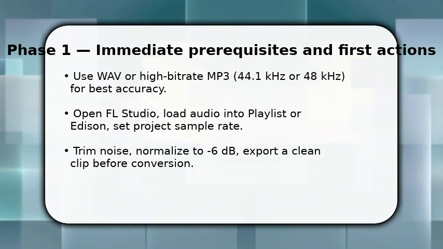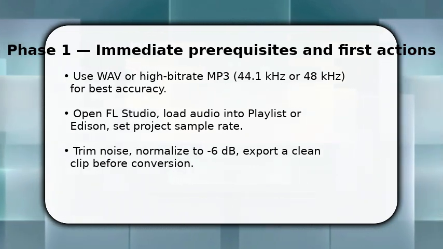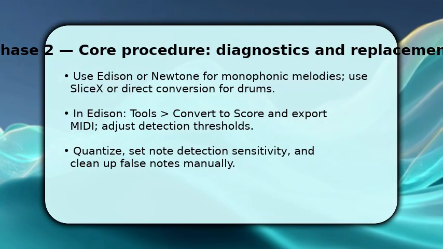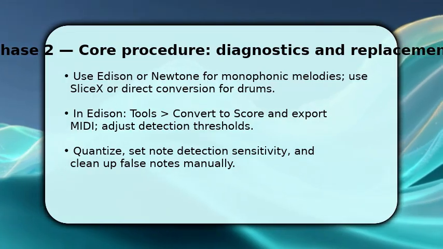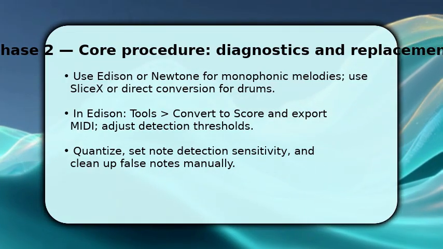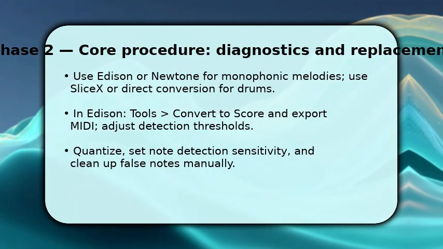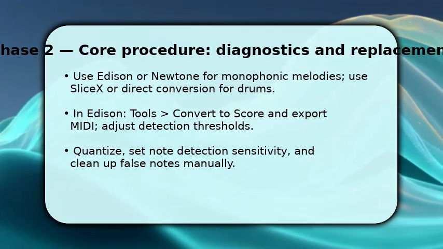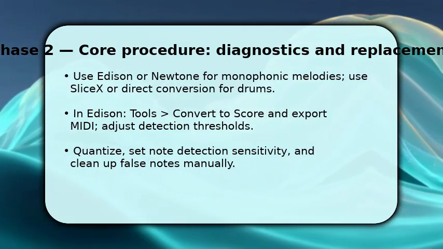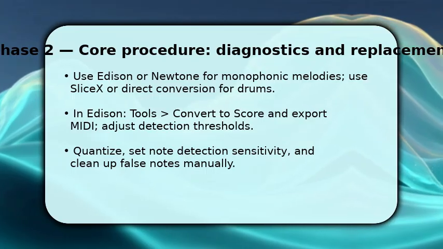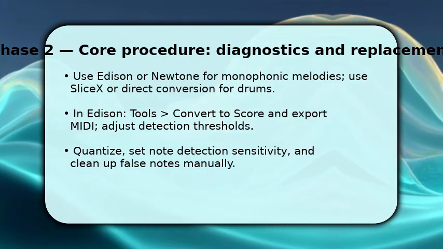Next, choose the right converter. Edison or Newtone works best for single-note lines, while Slice X or manual transient slicing is better for drums and percussion. In Edison, run detection via tools, then convert to score and export the MIDI. Adjust detection thresholds to avoid splitting sustained notes. Lower sensitivity if you see many tiny notes.